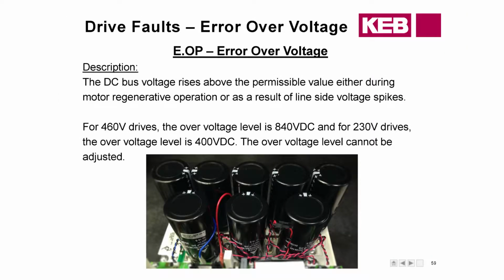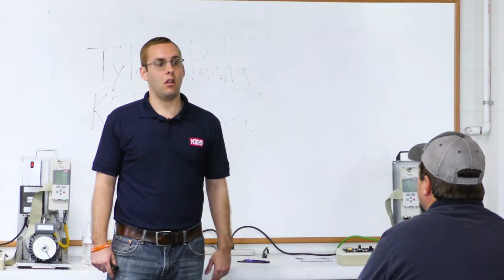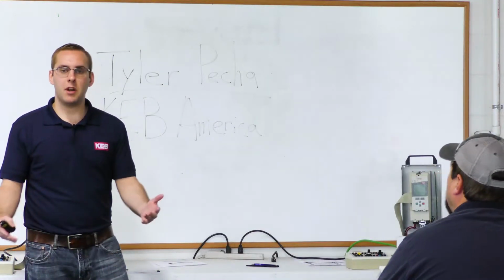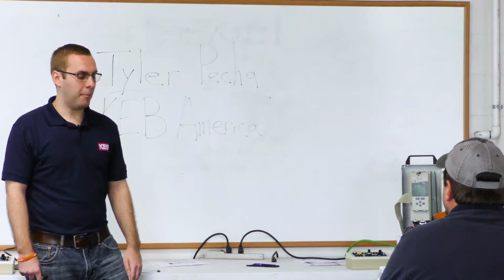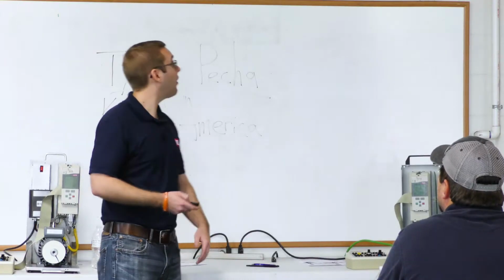All right, error over voltage, E.OP. This means that the DC bus has gotten too high, and the drive faulted out to protect itself. Have you guys seen this before, over voltage? And what was the issue in your situation? We were having voltage issues in the incoming power. Okay, so he was having some incoming power issues. And we see it a lot on generators when they transfer generator power. Yes, a lot of times incoming power, especially if you're using a generator, can cause an over voltage. So that is one of the things that we can check.